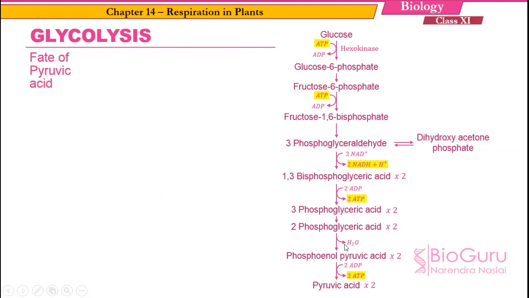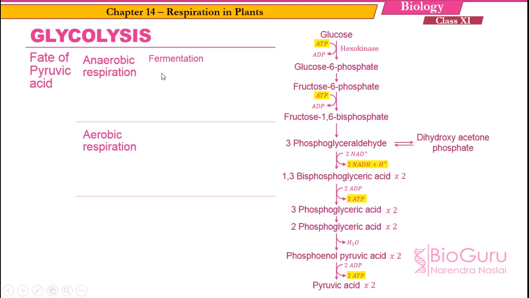Here the fate of pyruvic acid depends upon two types of respiration, that is anaerobic respiration and aerobic respiration. Anaerobic respiration means the breakdown of food material in absence of oxygen. If the breakdown of food material takes place in presence of oxygen, then it is called aerobic respiration. Here in anaerobic respiration, we are going to study fermentation. In that, we are going to study lactic acid fermentation and alcoholic fermentation.